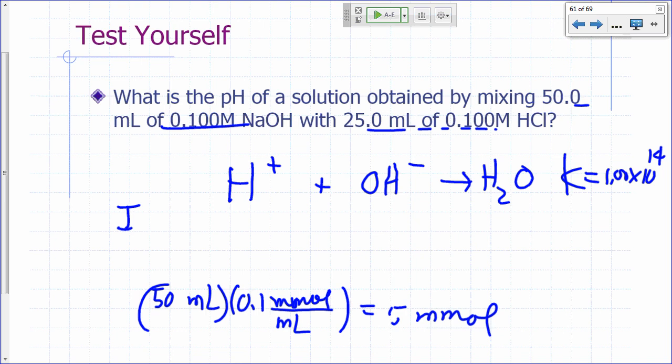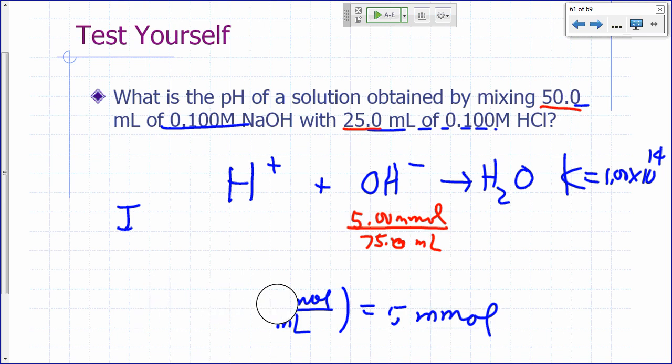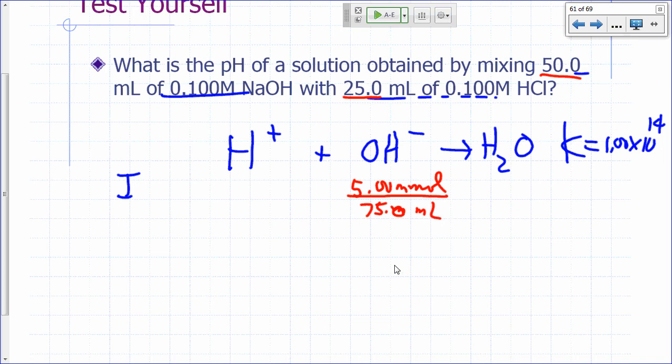So your hydroxide would be 5.00 millimoles over the total volume, which is 50 mL plus 25 mL, which is 75 mL. The total volume is 75, so over 75 mL. That's your initial concentration. Molarity times volume gives you moles, but if you use milliliters, that will give you millimoles. What's the initial concentration of HCl, of H+?